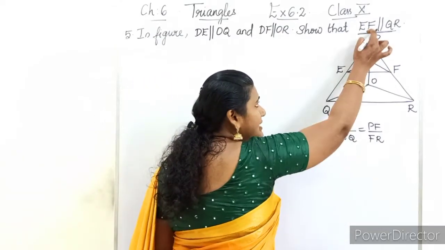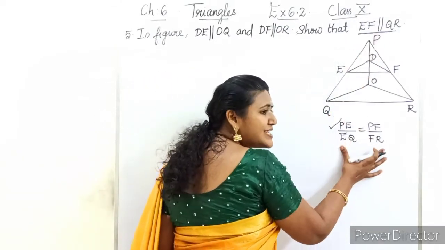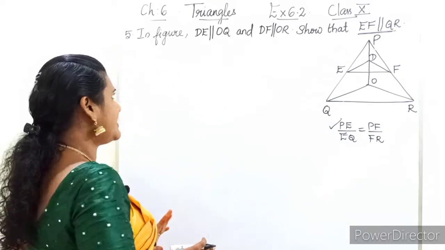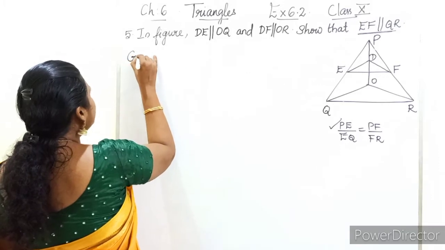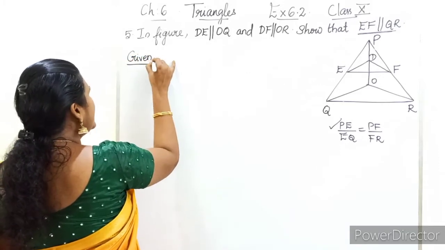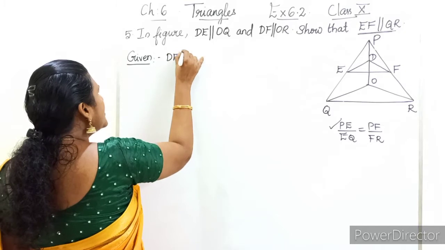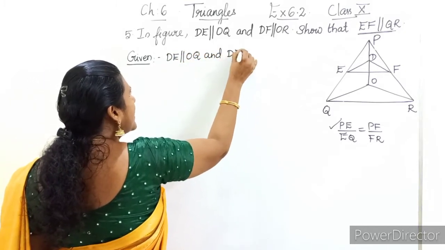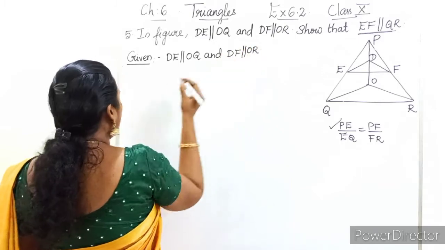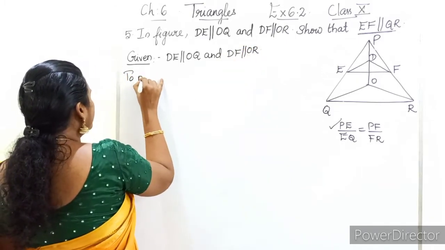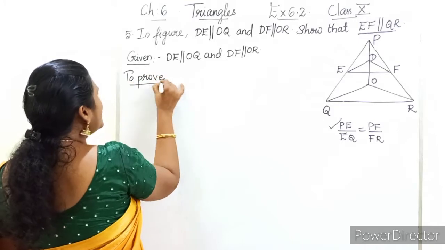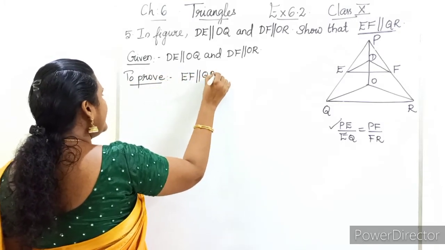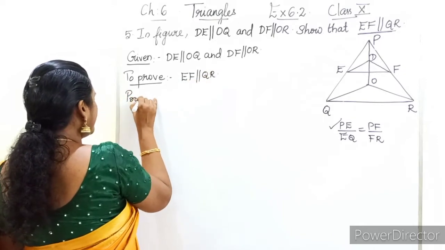So for proving this condition we are going to prove these two ratios are equal first. So how we are going to do that we will check. So first one, given, what is given condition that we will write? DE is parallel to PQ. This condition is given and DF is parallel to PR. Now to prove, what we have to prove here? EF is parallel to QR. We will see the proof now.